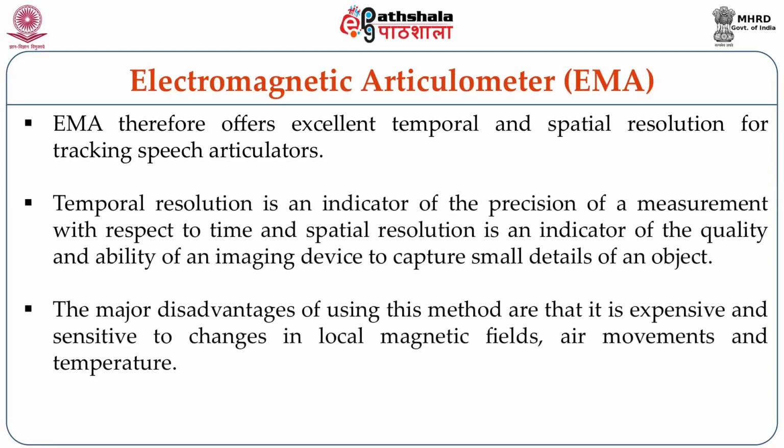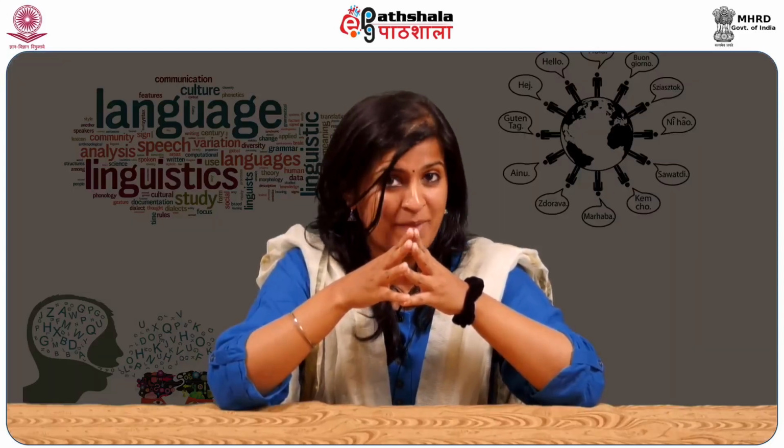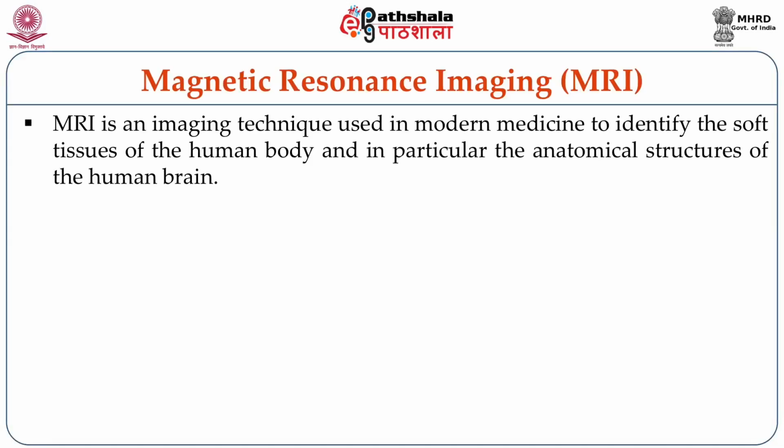Temporal resolution is an indicator of the precision of a measurement with respect to time, and spatial resolution is an indicator of the quality and the ability of an imaging device to capture small details of an object. The major disadvantages of using this method are that it is expensive and sensitive to changes in local magnetic fields, air movements, and temperature. The next method that we will be talking about is the MRI, or magnetic resonance imaging.